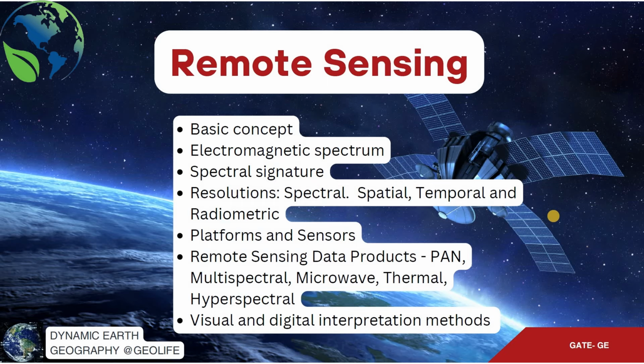And in the remote sensing topic, we have basic concepts of remote sensing like electromagnetic spectrum, spectral signature, then resolutions like spatial, spectral, temporal, and radiometric, then platforms and sensors for remote sensing, then remote sensing data products like pan, that is panchromatic image, then multispectral images, microwave images, thermal images, hyperspectral images, and sensors. And visual and digital interpretation methods will also be asked in the remote sensing section.